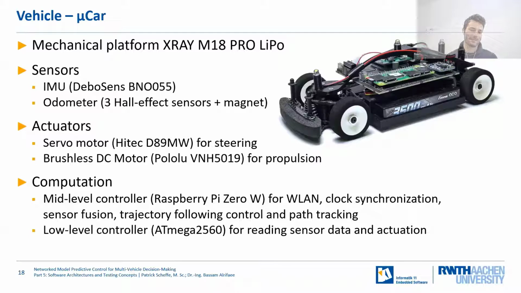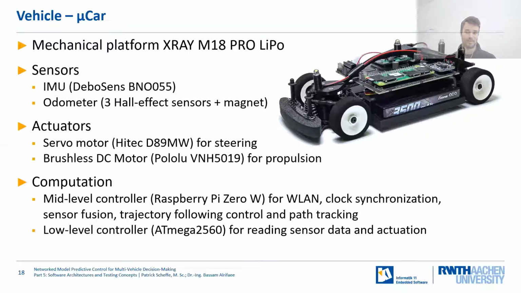We have this custom odometer, which measures the speed and the travel distance. We used Hall effect sensors, which are sensors that measure magnetic fields, and a magnet that is mounted on the motor shaft. I will show that in more detail. Then for actuators, we have mainly steering and propulsion. For steering, this is a servo motor, and for propulsion, a DC motor.